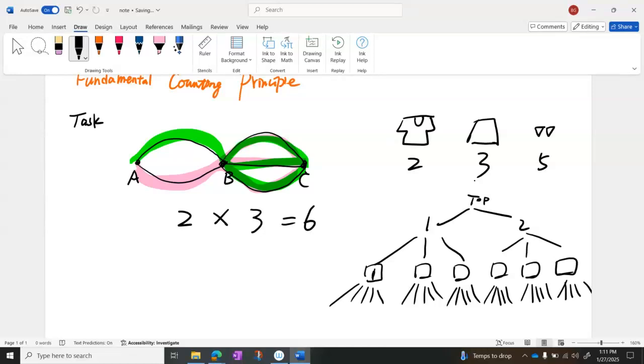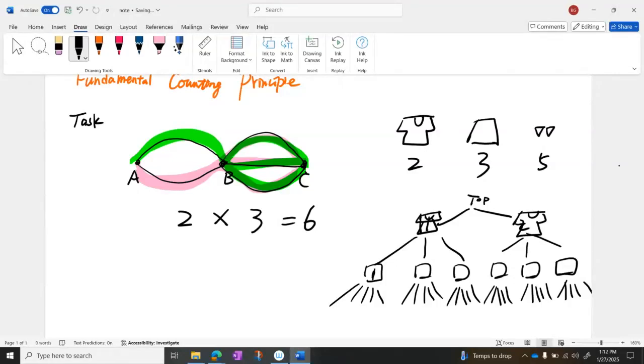Look, how many do you have? You have 30. If you want me to show you, this is a draft of the tree graph that can show you we have more than 10, right? So this is the top. You can choose the first top, or you can choose the second top.